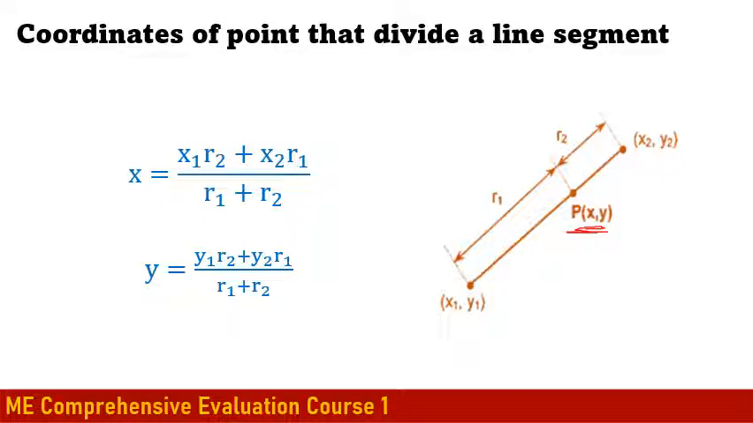We will just substitute the lengths r1 and r2 and also the values of x sub 1 and x sub 2. For y, we will also use an analogous formula, but this time we'll use the values of y sub 1 and y sub 2. So that is how we can get the coordinates of a point that divides a line segment.